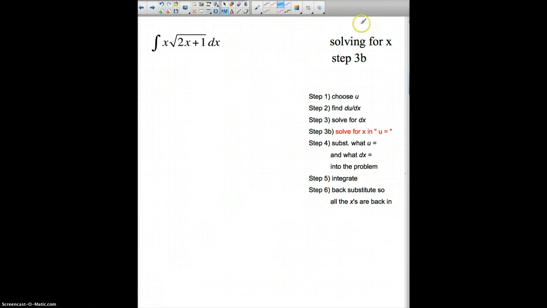All right, the new thing. That step 3 that we've been skipping over, sometimes you need to use it, and I'll tell you when. So first you choose u.